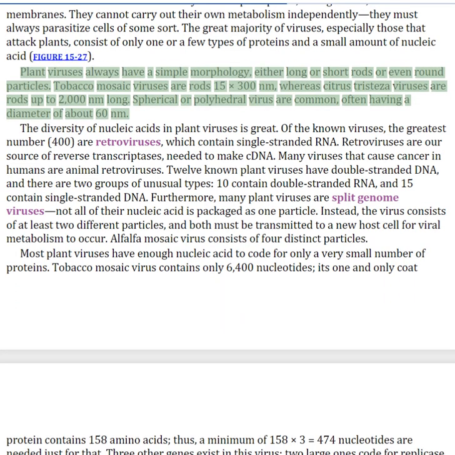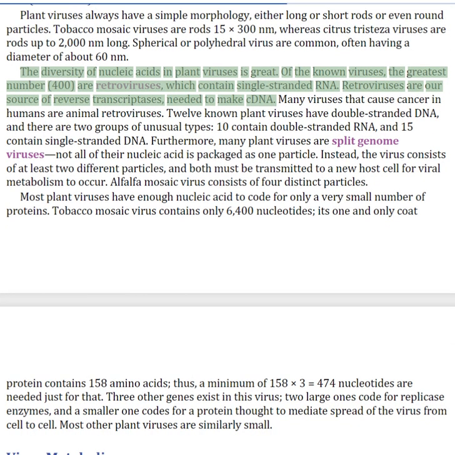Plant viruses always have a simple morphology, either long or short rods or even round particles. Tobacco mosaic viruses are rods 15-300 nanometers, whereas citrus tristeza viruses are rods up to 2000 nanometers long. Spherical or polyhedral viruses are common, often having a diameter of about 60 nanometers. The diversity of nucleic acids in plant viruses is great.